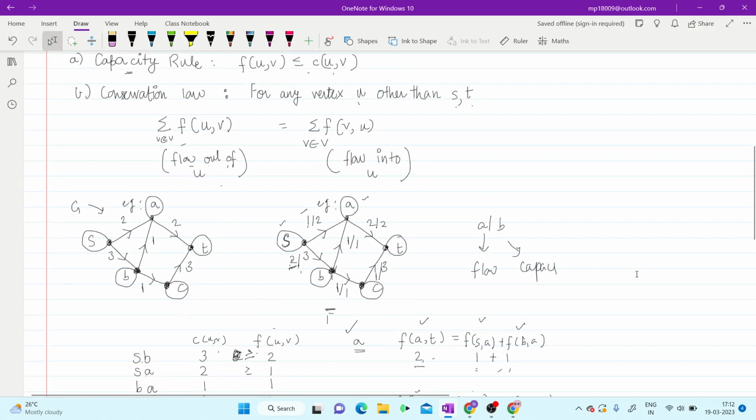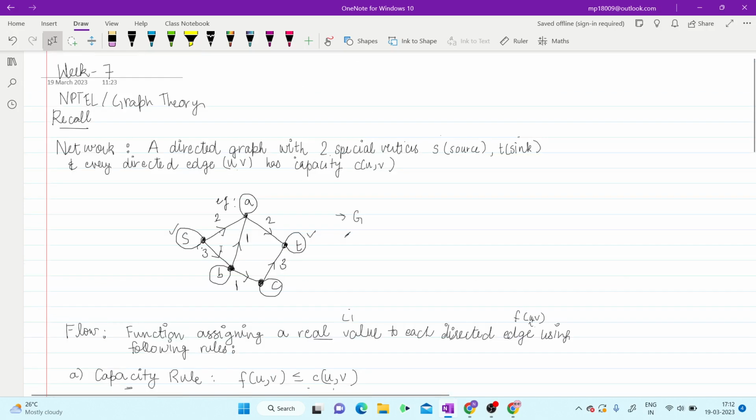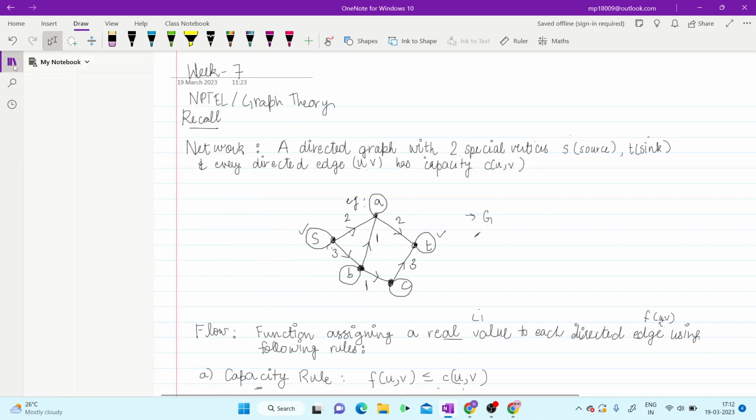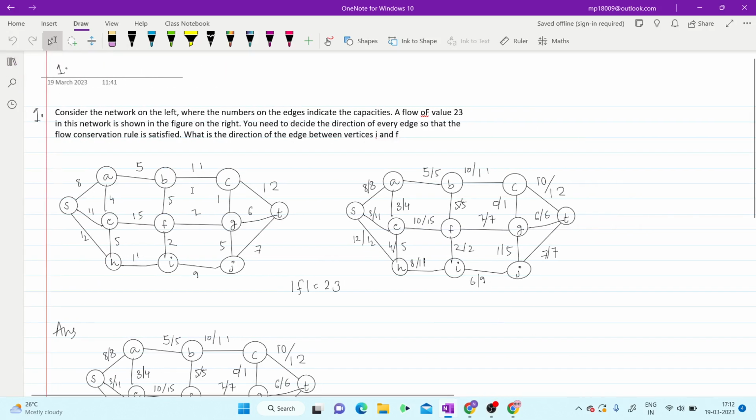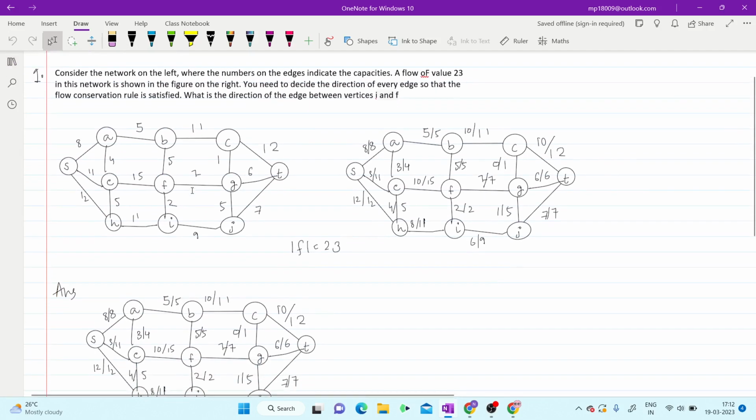So let's just do one question on the basic definition of flow that we have done up till now. This is a question from the week 7 assignment. So what is the question? We are given this network. On the left-hand side we have a network, but it is an incomplete network because we don't have any direction attached to any of the edges.